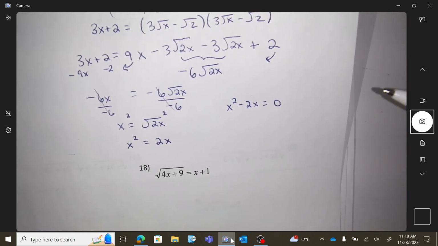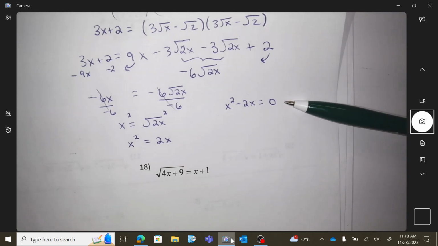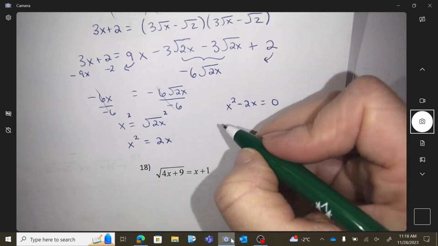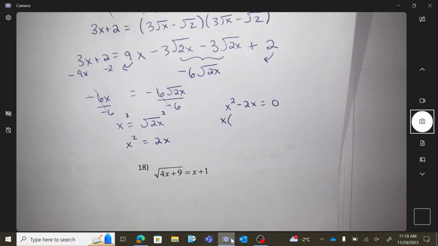And then you go into your strategy bank. Can you factor this? Yes, and I heard it. Somebody yelled GCF. X out.